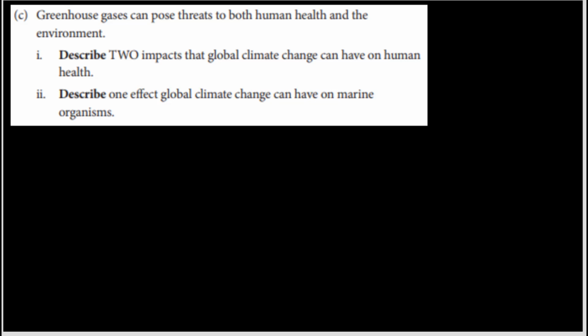So the next thing they say is that greenhouse gases can pose threats to both human health and the environment. So then they want you to describe 2 impacts that global climate change can have on human health. They also want you to describe 1 effect of global climate change on marine organisms. See that they have "describe" here. That means you're going to have to say something and then talk about it. Okay?